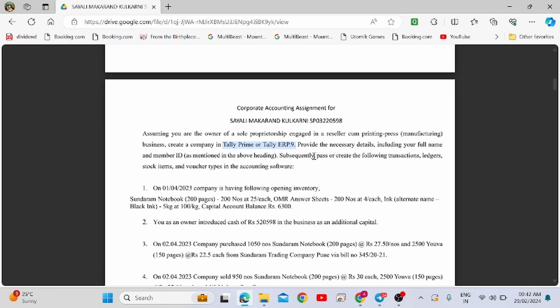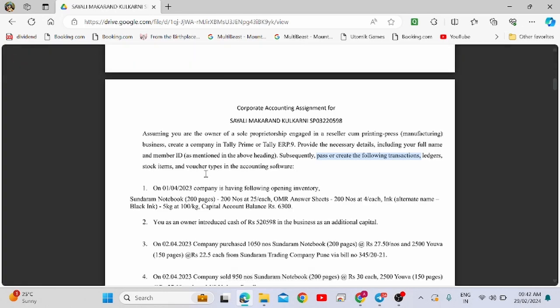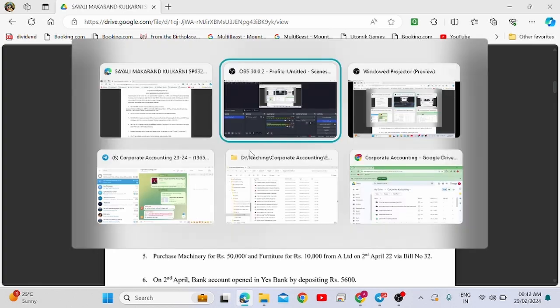And then after that they have also asked us to pass or create the transactions, ledgers, stock items, voucher types in the accounting software. Whichever accounting software you are using, you have to create or pass these transactions in your software. After that, finally you will get the profit and loss and balance sheet, and then the profit and loss and the balance sheet will be posted in the Google Form, transferred into the Google Form.